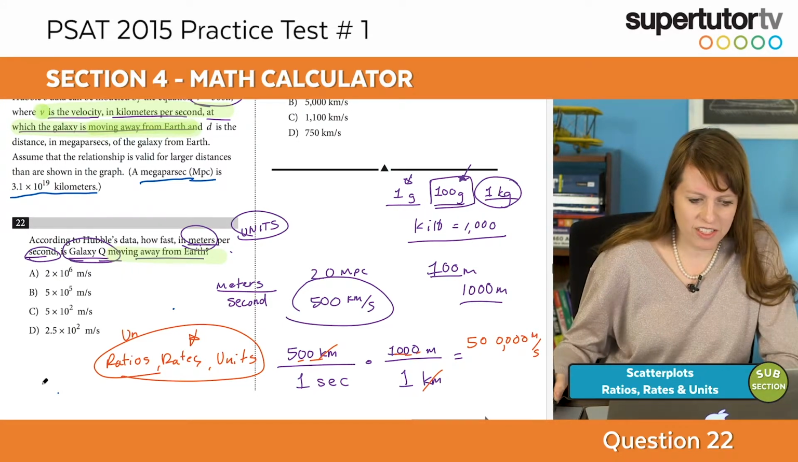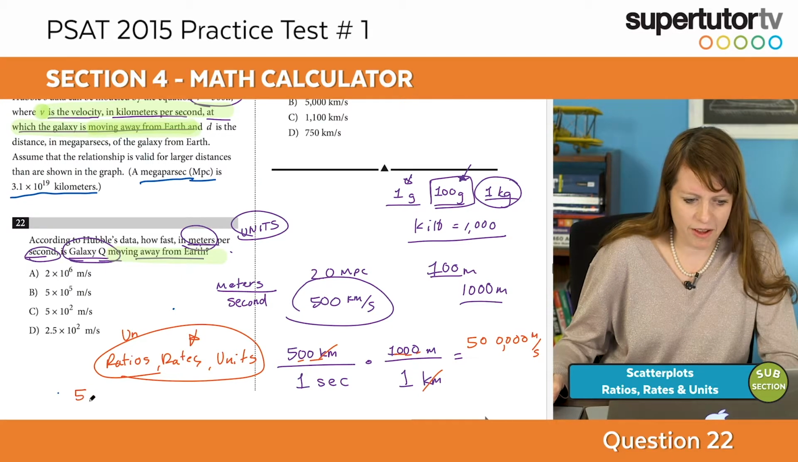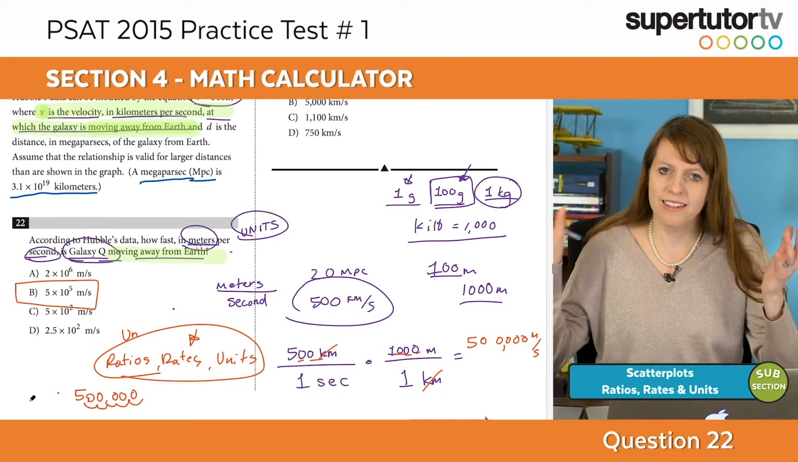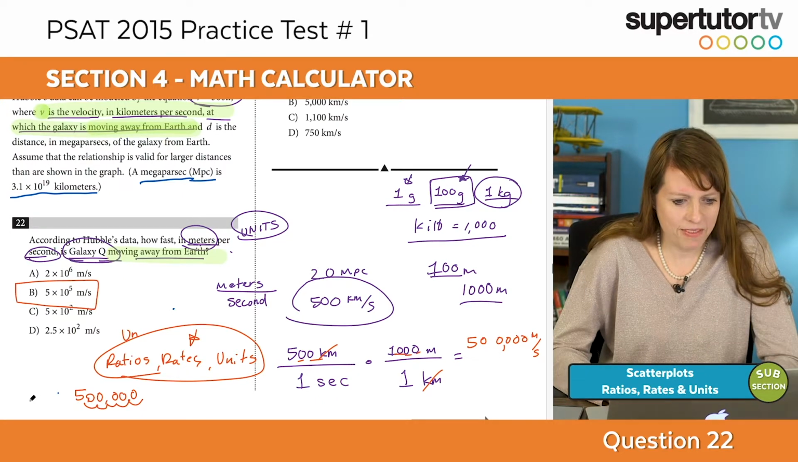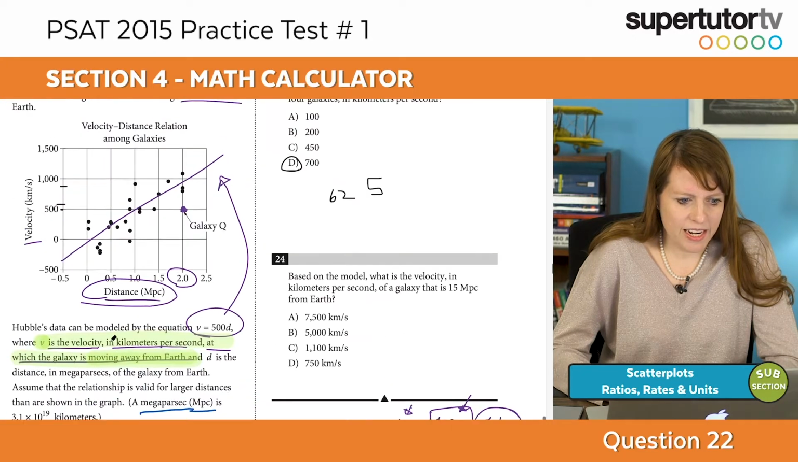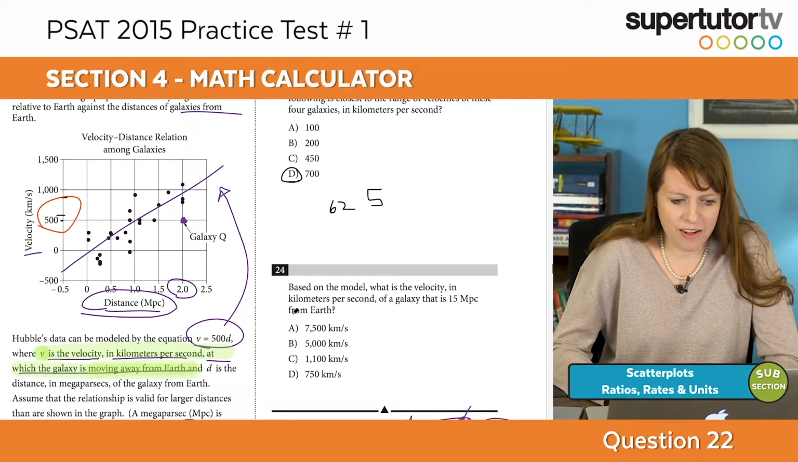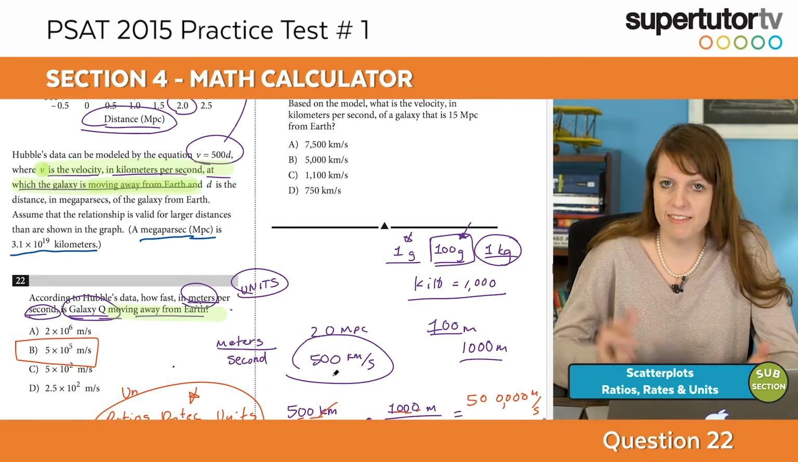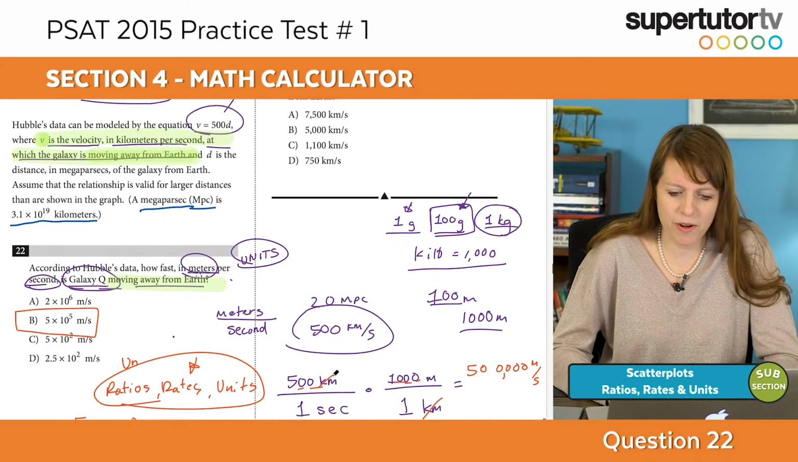And now we have to turn this into scientific notation. We have 500,000, and I'm going to count 1, 2, 3, 4, 5. So it's 5.0 times 10 to the 5th meters per second. There it is. Ta-da! Easy enough. I just have to pull this from up here and then convert it. So that's units and a little bit of scatterplots. Pretty simple if you know what you're doing.